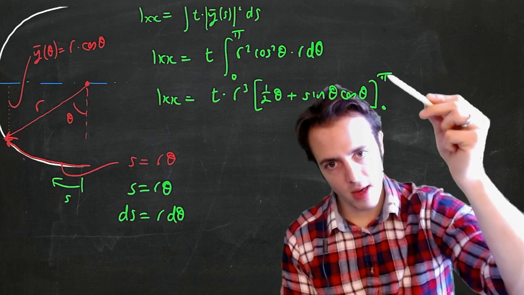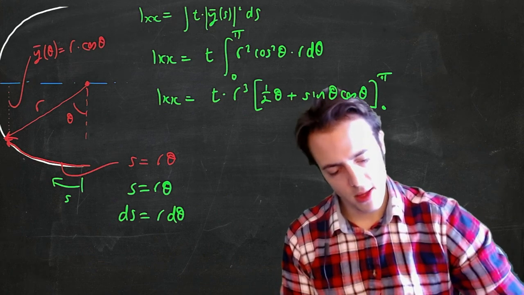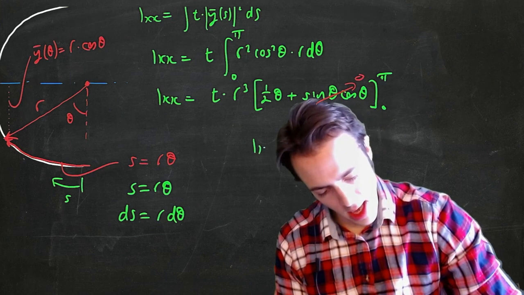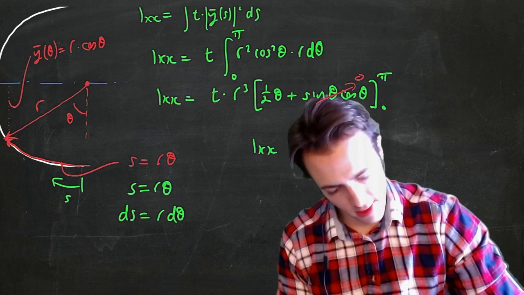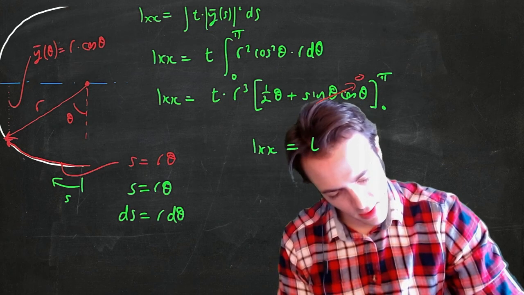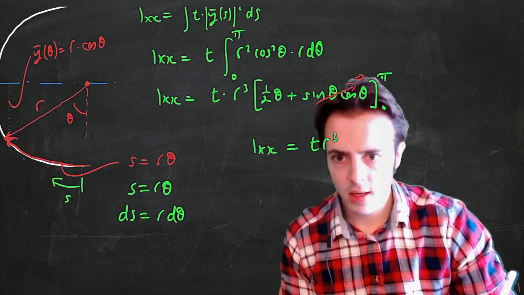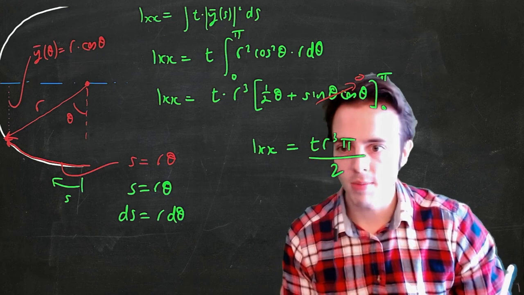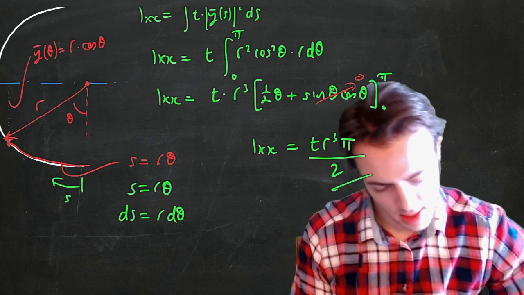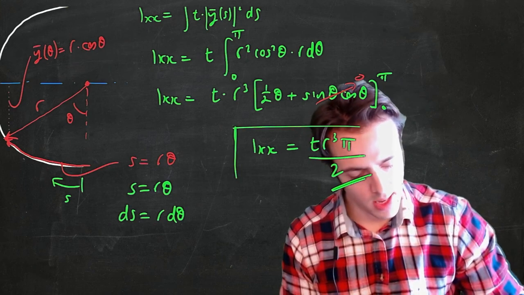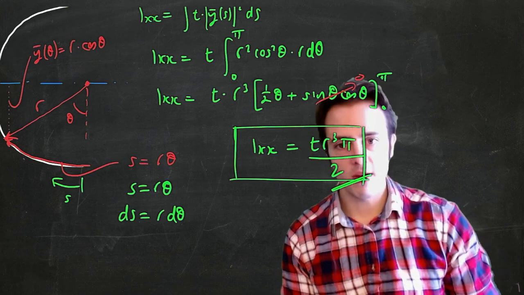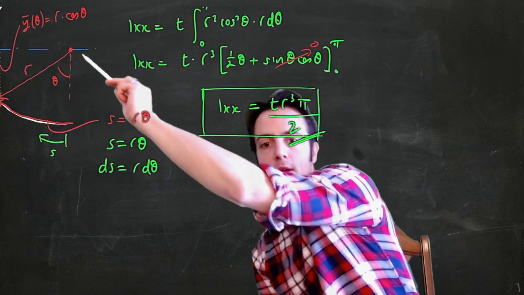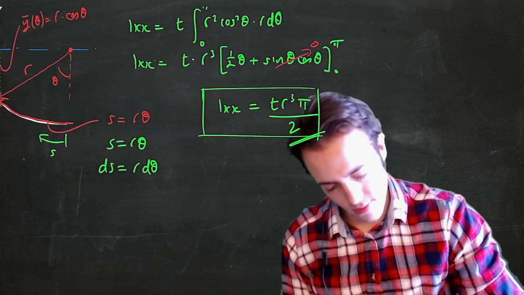Because our limits are pi and 0, this second term will always be 0, which is nice. So my Ixx for a semicircular section is equal to t r cubed multiplied by pi divided by 2. Okay, so this is always going to be the second moment of area, Ixx, of a semicircular section defined about its own centroid.